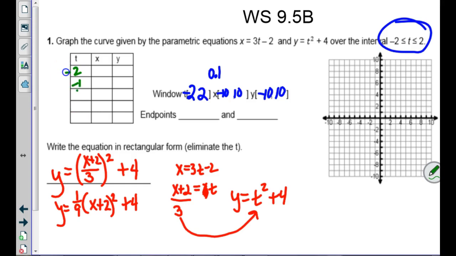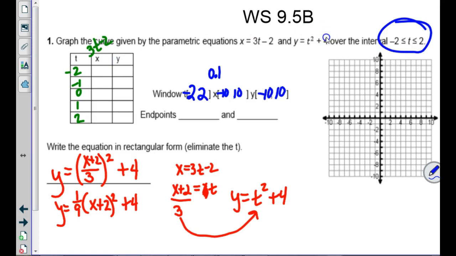Perfect. -2, -1, 0, 1, and 2. Okay. Now, we could find them by hand. How do we find the x's? 3 times t minus 2. Now, I'll tell you what I did. I found these values, and then I plotted those. This says x, and this is y. That's not how we do it, right? I messed up on mine.